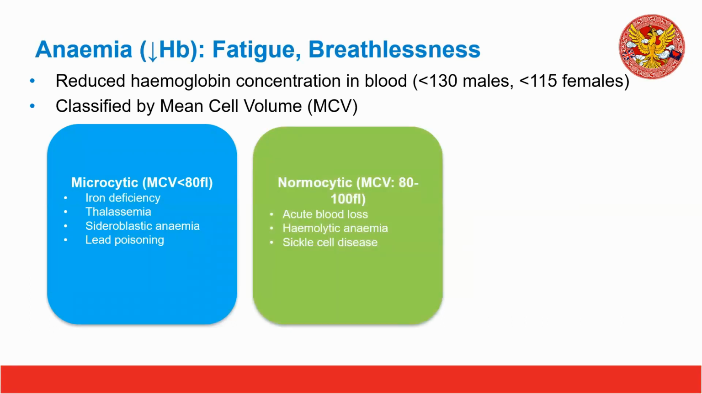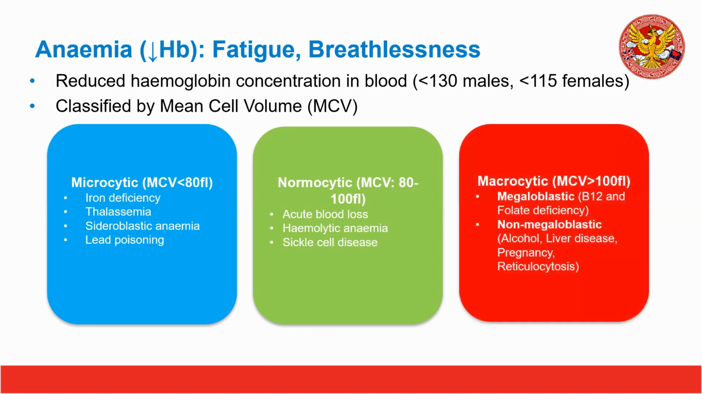Secondly, your normocytic anemia is where your mean cell volume is between 80 to 100. So the red blood cells are a normal size. You just have less hemoglobin concentration in the blood. And things that can cause a normocytic anemia include acute blood loss, hemolytic anemia, and sickle cell disease.